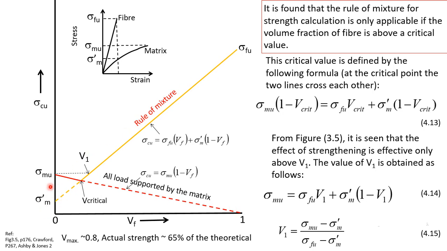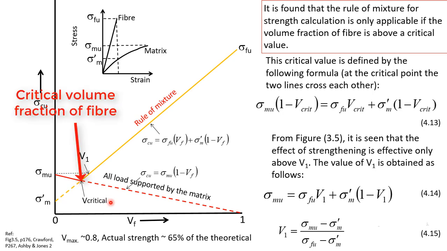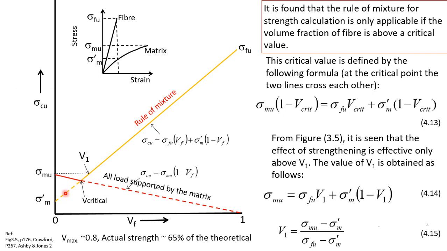Now, these 2 straight lines will cross at this point, and this is known as V critical, or the critical volume fraction of the fiber. That means if the volume fraction of fiber is higher than this value, then we may achieve some strengthening. Below this, there will be no strengthening because the matrix is stronger compared to the composite.